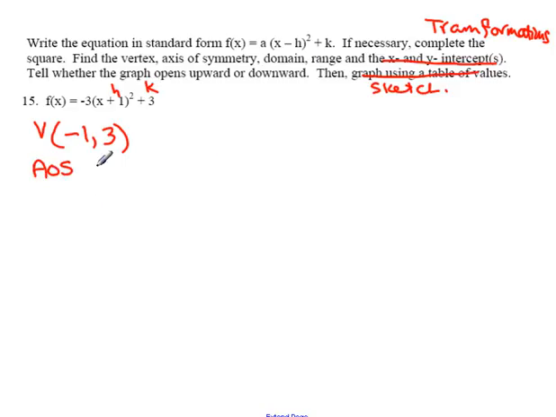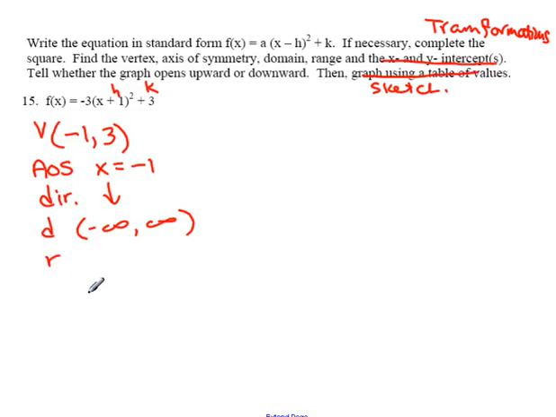Your axis of symmetry is the equation x equals a number, and it's x equals h, which is the x coordinate of the vertex. The direction, since your A is negative, the direction will be a parabola facing downward, opening downward. The domain, if you recall, for all quadratic equations will be negative infinity to infinity.